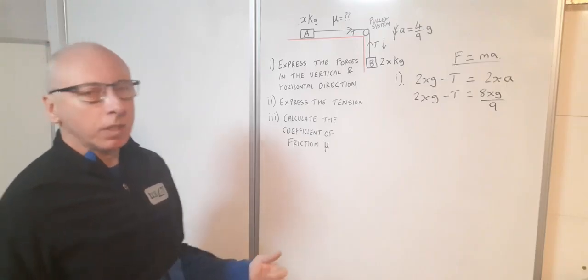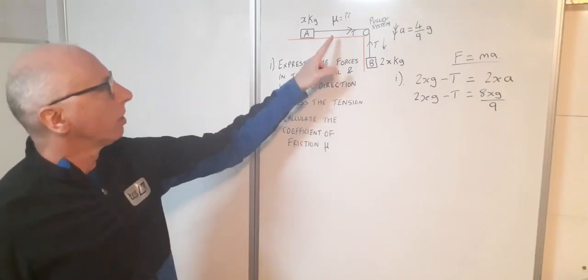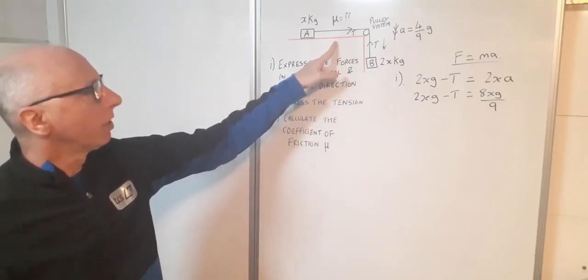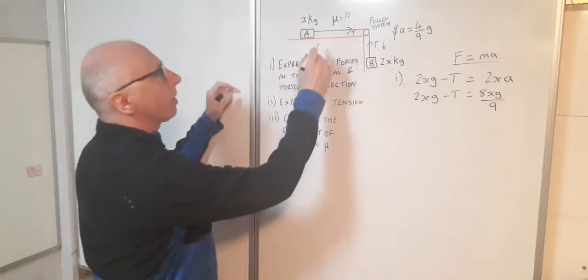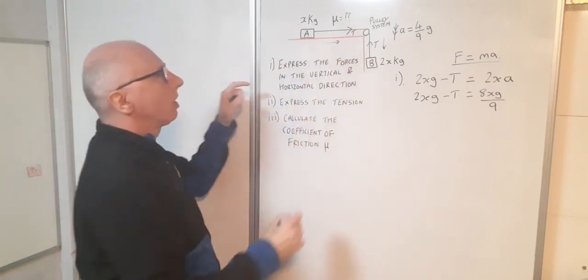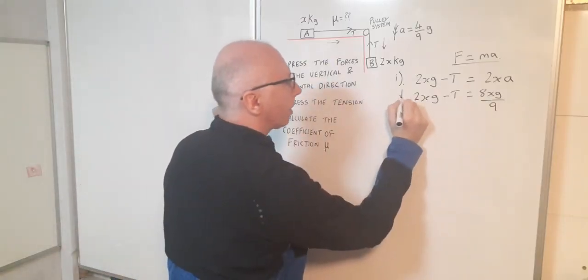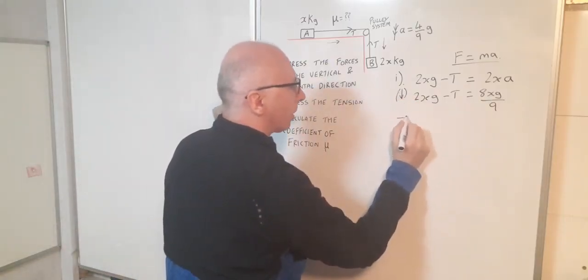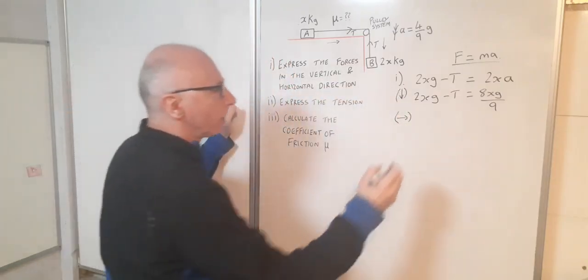Okay, now let's express the forces in the horizontal direction. So let's have a look at this one. So this time the system is going in this direction. So that's the direction of travel. So now tension is going in the correct direction. So here we were going in the downward direction. Now we're going in the horizontal. So tension is going in the right direction.